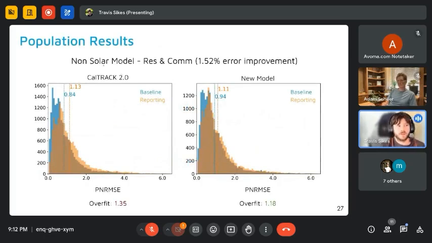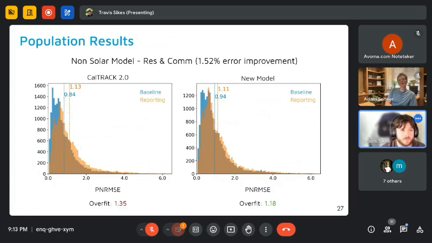So starting with the non-solar model, this is res and commercial. We found a 1.5% error improvement, which by my estimation is a fantastic improvement considering we weren't trying to improve the non-solar model at all. Starting on the left here is Caltrac 2.0. On the Y are counts, and on the X is the PNRMSE of each of those folds that I was talking about earlier. Here, these dotted lines are the means of each of these. So the blue is the baseline, and the orange is the reporting.